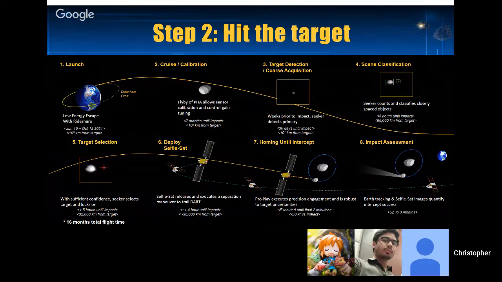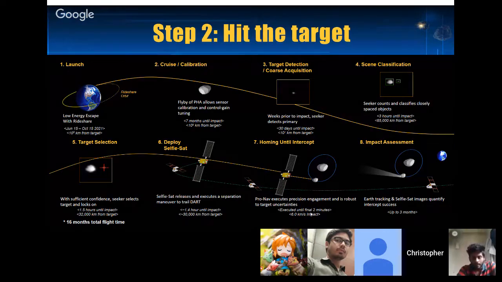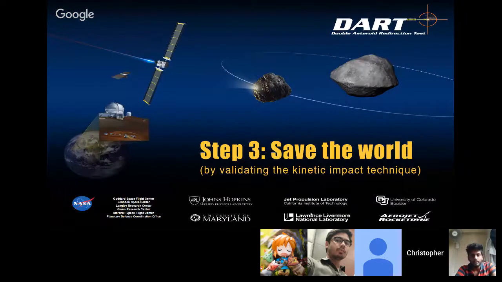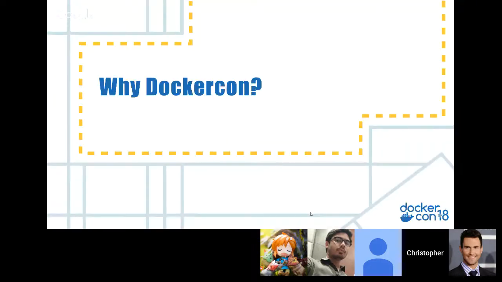So we have an impact, and the selfie sat flies by and says, okay, we saw a plume, or the ground station actually says that we moved the asteroid. So step 3, save the world. These are the same slides from Dockercon. So basically, we're validating that this thing works. We're trying to make sure that if an asteroid was coming towards Earth, that we would be able to do something about it.